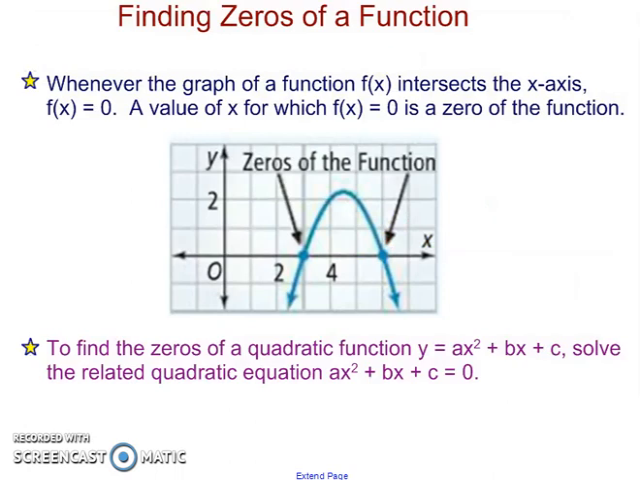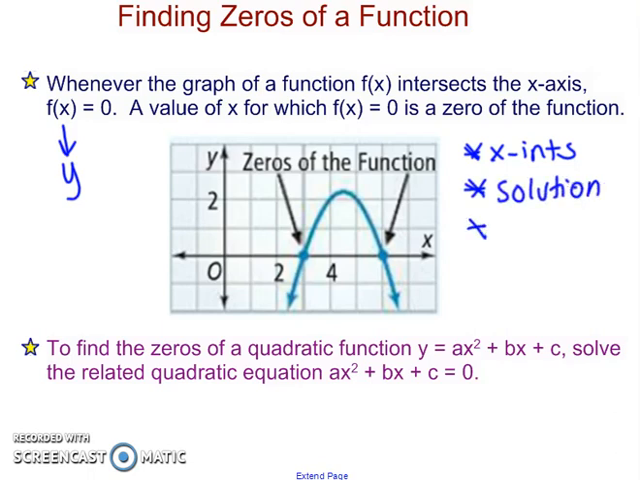And when you're finding zeros of a function, what you're doing is setting the function equal to 0. Remember that f(x) is the same thing as y. So y equals 0, f(x) equals 0, same thing. When it crosses the x-axis, it's called a couple of things. We call it the x-intercepts, and it's the same thing if we're talking about the solution, and if we're talking about the zeros. So zeros, x-intercepts, and solutions all mean the same thing.